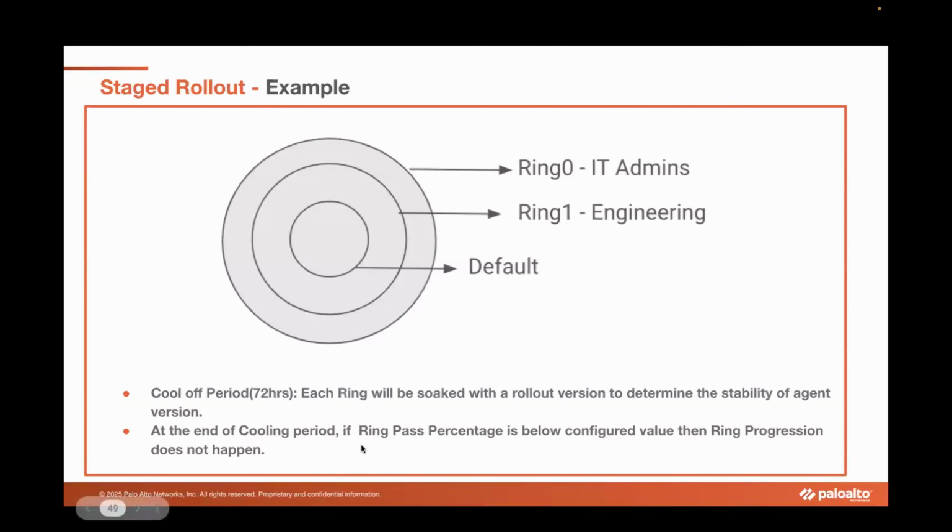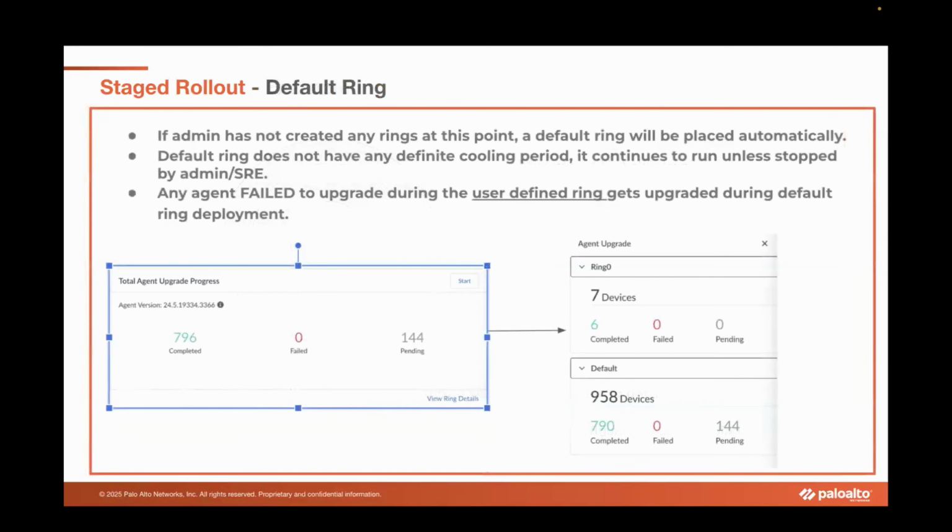Again, like I said, at the end of the cooling period, if the ring pass percentage is below configured, then the progression to the next ring does not happen, and there's an option to roll back as well. If it is above, of course, you progress to the next ring. I spoke about the default ring already, so I'm not elaborating more on that. But on the UI screenshot that we have here, you can see in the inventory page how many of these have completed an upgrade, how many failed, and how many pending. Similarly, you can also see the details of the rings from that inventory page.